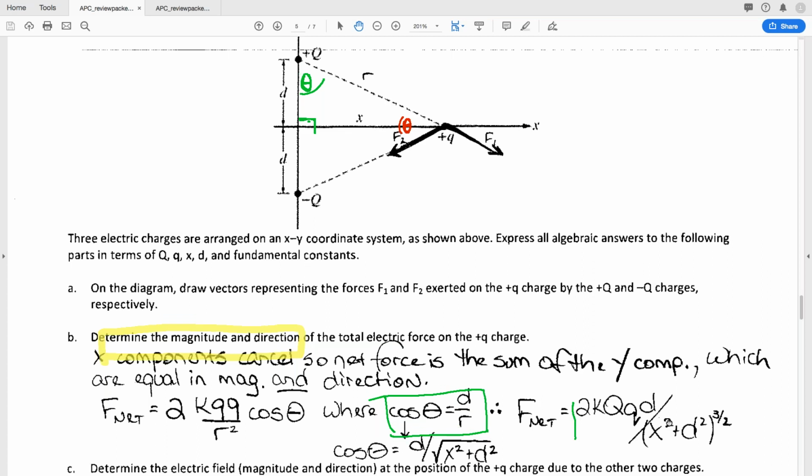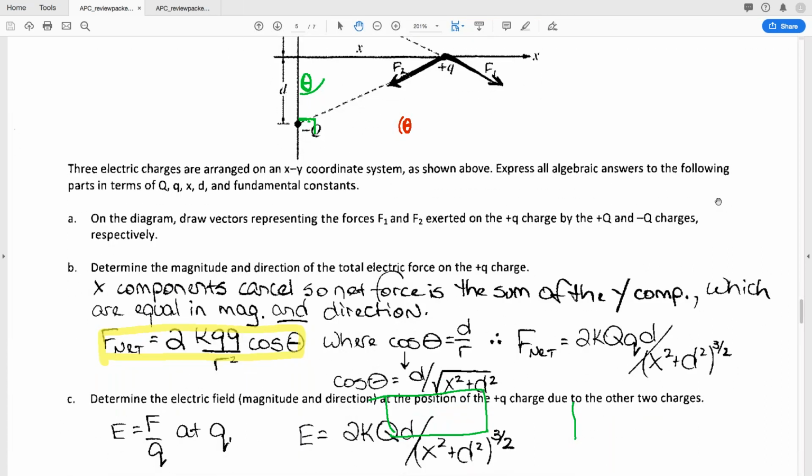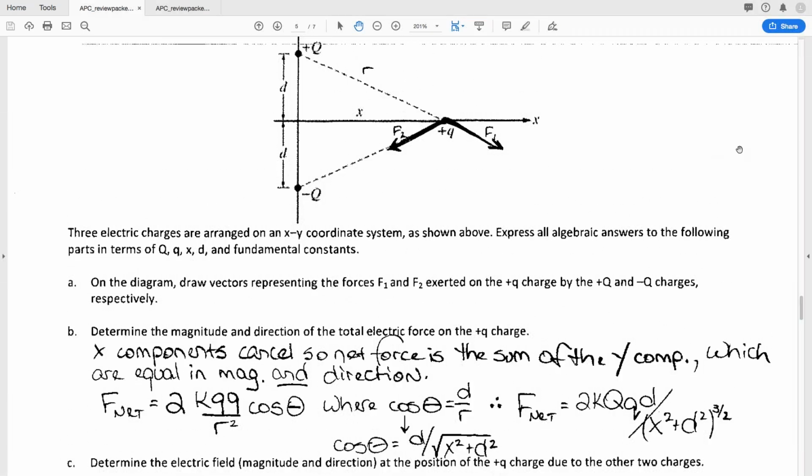Let me erase this stuff. So now I get 2k times big Q little q, and then because of the cosine piece, and I referenced the green one, I'm going to get this expression for cosine theta, which is going to be d over the square root of x squared plus d squared. I used cosine theta, again, referencing that upper angle right here. If I'm referencing the y-axis, then cosine is going to be the y component. And so I think that's what that's about.